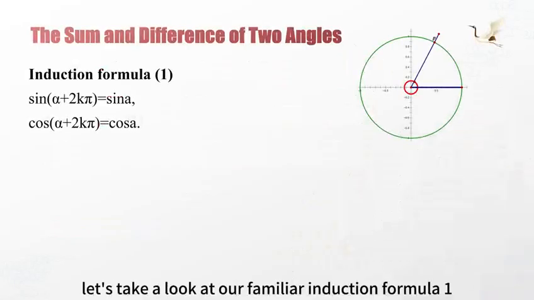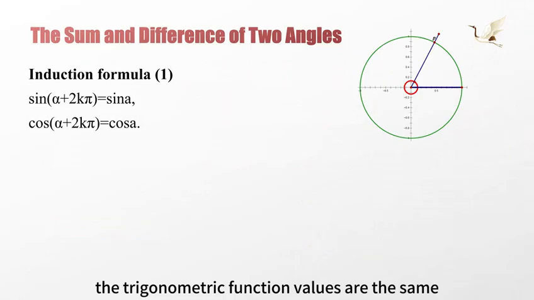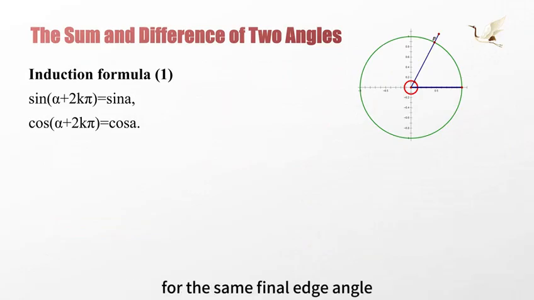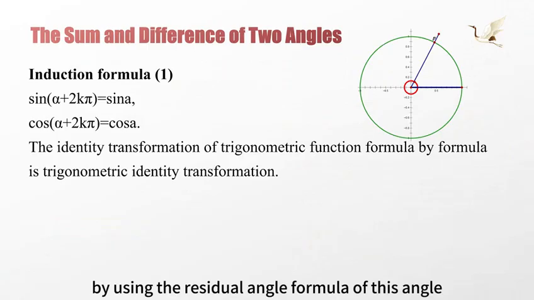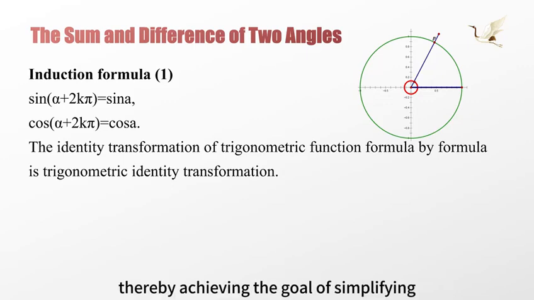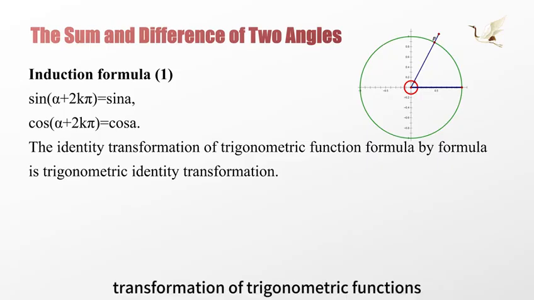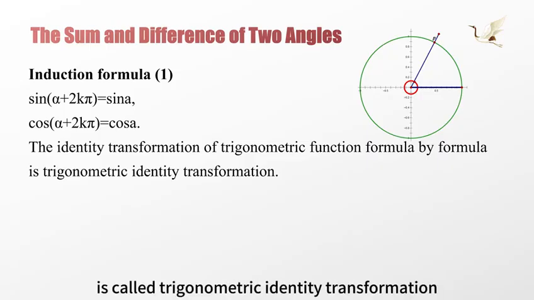Let's take a look at our familiar induction formula 1, which reflects that the trigonometric function values are the same for the same terminal side angle. By using the induction formulas, we can transform trigonometric function expressions, thereby achieving the goal of simplifying evaluation and even proof. This kind of identity transformation of trigonometric functions using formulas is called trigonometric identity transformation.